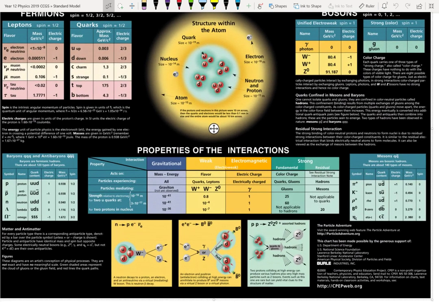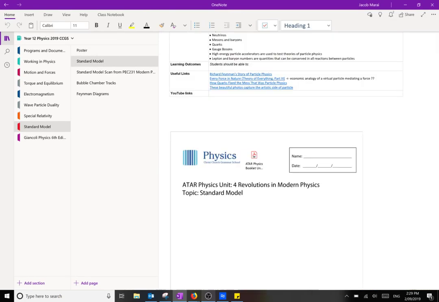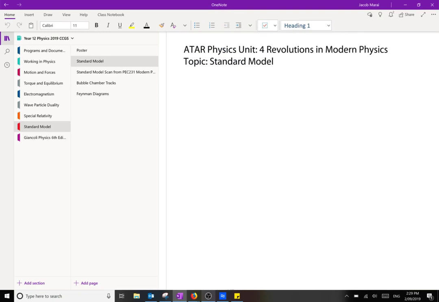Now, at the moment, everything is a little bit weird looking. You've got mass that's given in giga-electron volts divided by c squared. And that's what I'd like to quickly touch on. If you could just go to the front of your page right here. So we've got some room on the front.